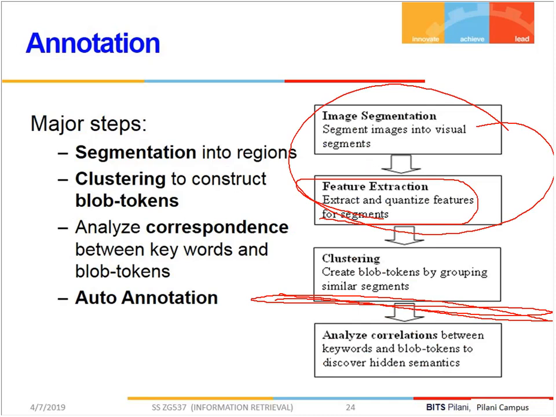Now once you have the visual terms ready, you analyze the correspondence between the different keywords and these visual terms, and then annotate the images by discovering the hidden semantics. So you analyze the correlations between the keywords and the blob tokens, and then you discover the hidden semantics, that is, which visual term corresponds to which annotation.